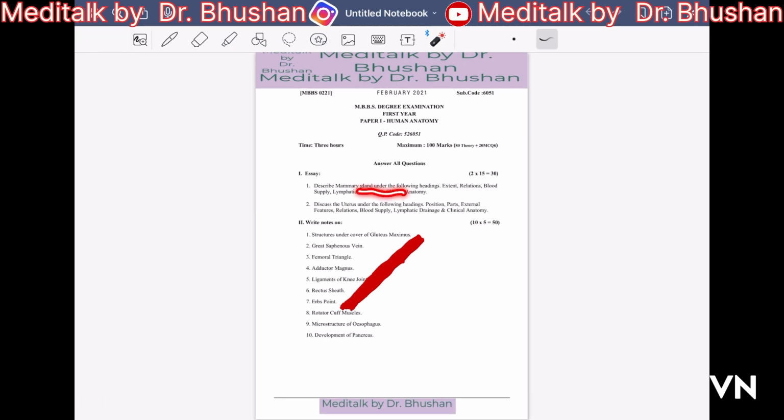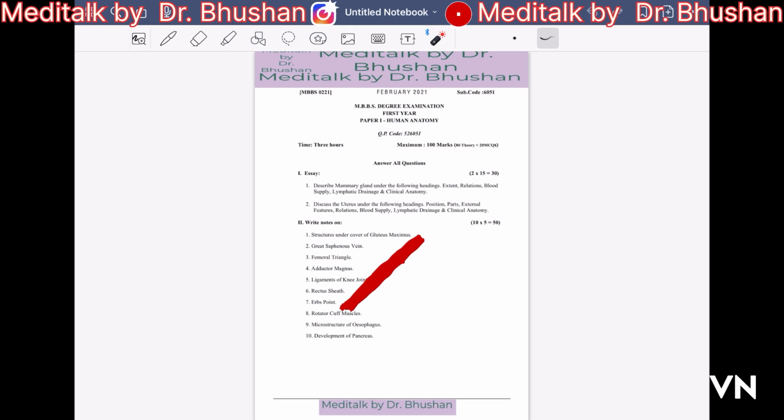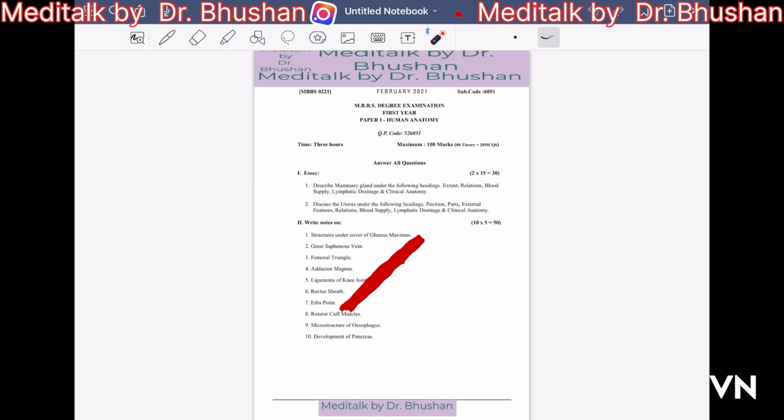Describe the mammary gland under the following headings: extent, relation, blood supply, lymphatic drainage and clinical anatomy. 15-mark question, 2 into 30. Discuss the uterus under the following headings: position, parts, external feature, relation, blood supply, lymphatic drainage and clinical anatomy. For 15 marks, 2 questions. This is a LEQ.